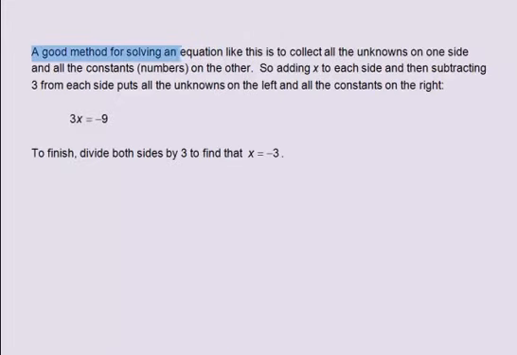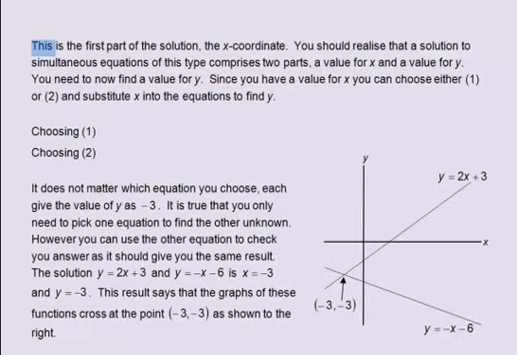A good method for solving an equation like this is to collect all the unknowns on one side and all the constants, the numbers, on the other. So, adding x to each side and then subtracting 3 from each side puts all the unknowns on the left and all the constants on the right. 3x equals minus 9. To finish, divide both sides by 3 to find that x equals minus 3. This is the first part of the solution, the x coordinate. You should realise that a solution to the simultaneous equations of this type comprise two parts, a value for x and a value for y. You need to now find a value for y.